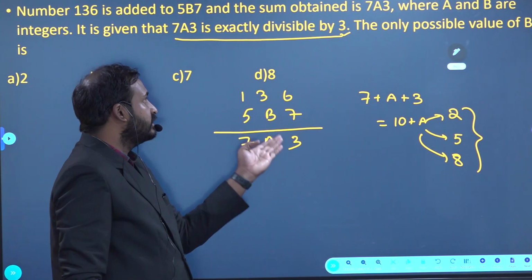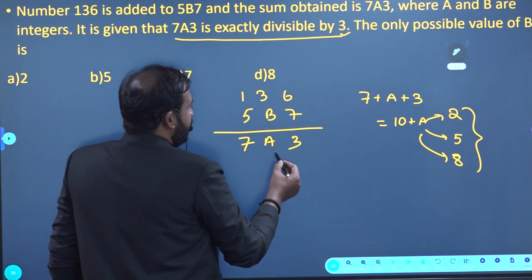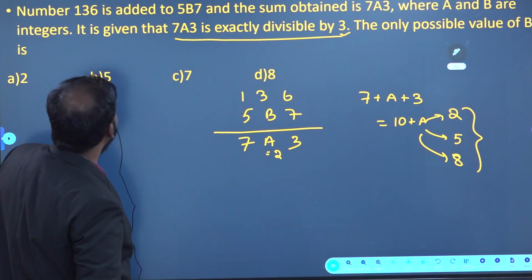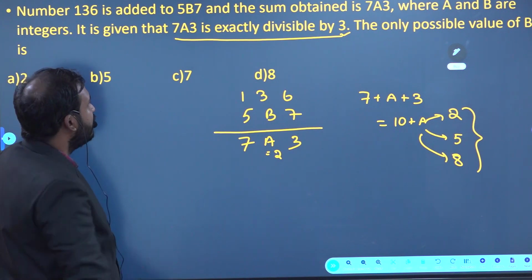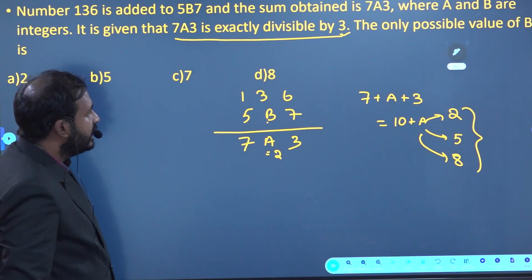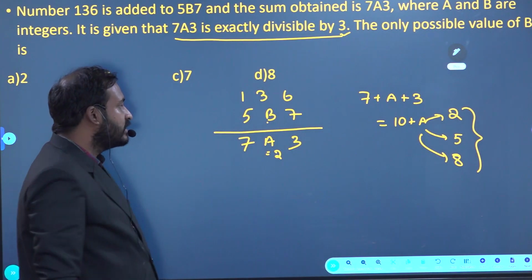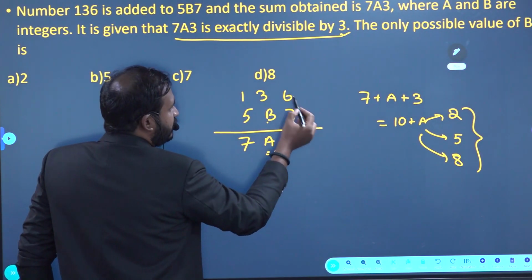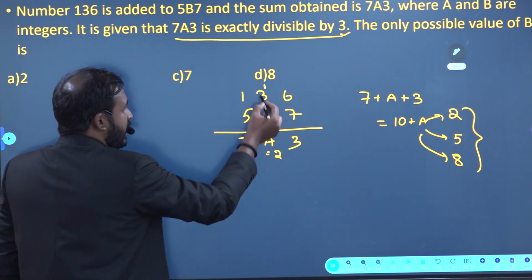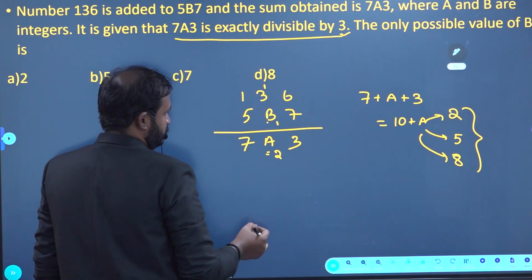Now I will substitute those values here. If I take A value as 2 for the time being, they are asking us the value of B. We need to find the value of B here. Please observe here, students. If I take A value as 2, 1 will go as a common, and B value will be 1.